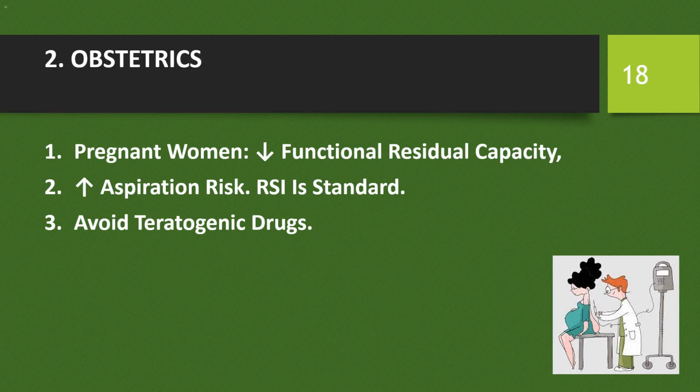2. Obstetrics. 1. Decreased functional residual capacity. Pregnant women experience changes in lung function that can affect anesthesia management. 2. Increased aspiration risk. The risk of aspiration is higher in pregnant women, making RSI a standard approach. 3. Avoid teratogenic drugs. Careful selection of anesthetic agents is necessary to avoid potential harm to the fetus.